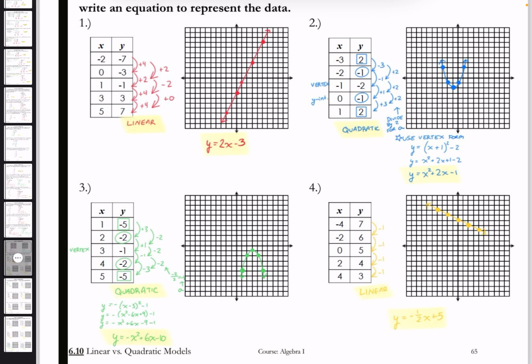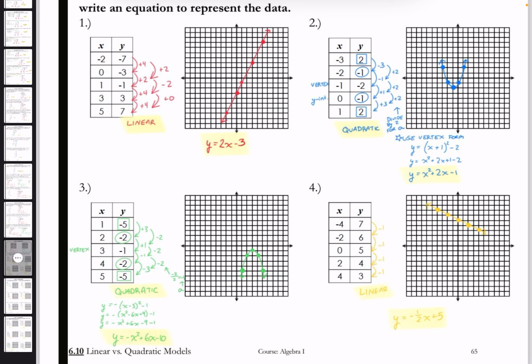So essentially what you're doing is practicing this over and over again. Sometimes you'll be able to plot the points, sometimes you won't be able to. There is a third type of model, which we're not going to learn how to do just yet, but you will get to it in Algebra 2. It's called an exponential model. It's an exponential growth because from left to right, it's going up. Or maybe there's an exponential decay, which is from left to right going down.